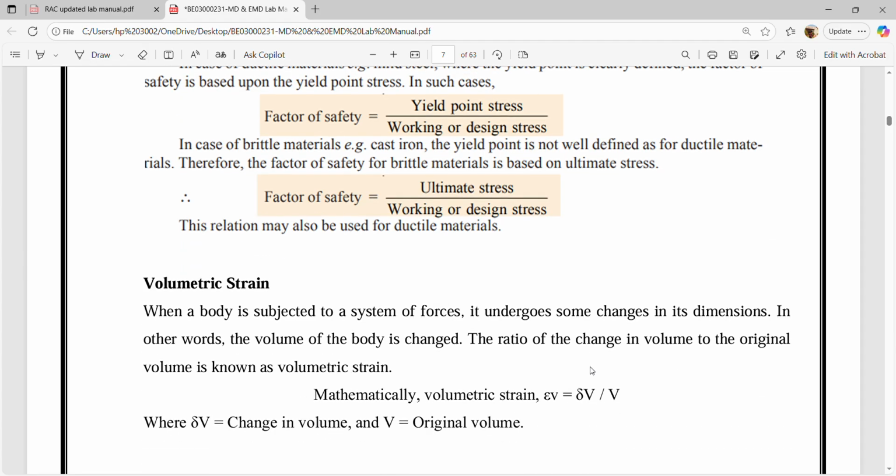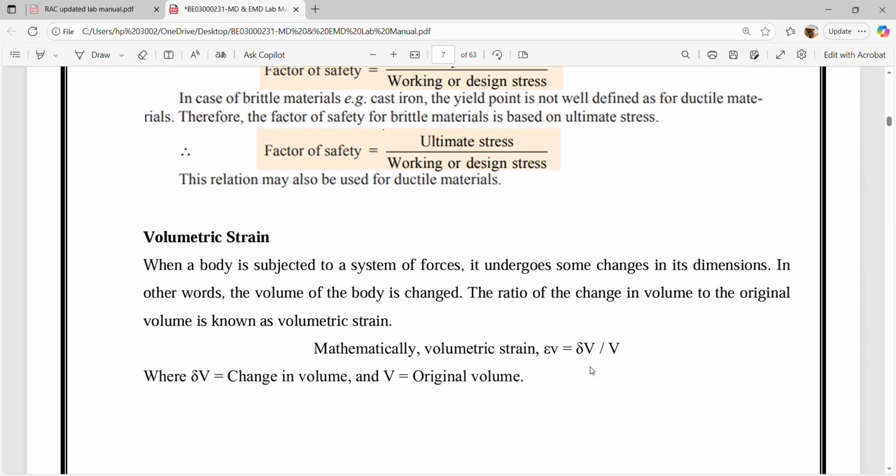This is volumetric strain. When a body is subjected to a system of forces, it undergoes some changes in its dimensions. In other words, the volume of the body is changed. The ratio of the change in volume to the original volume is known as volumetric strain. Mathematically, volumetric strain epsilon V is equal to delta V upon V. The delta V is change in volume and V is original volume.